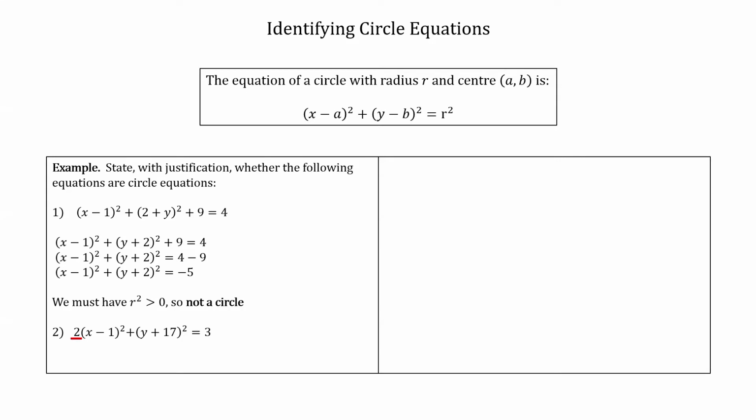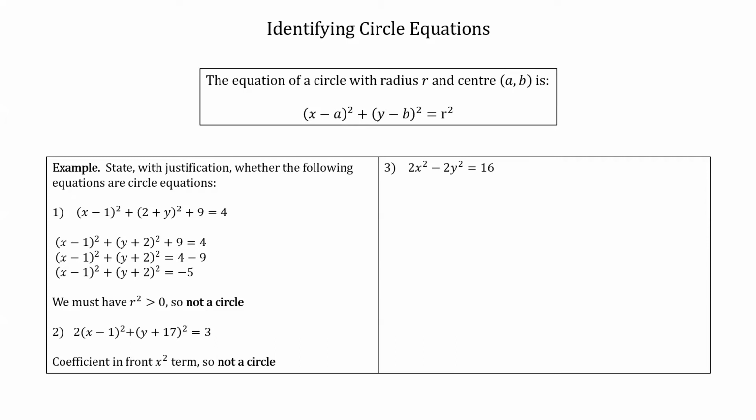That's no good. We can't get rid of it. If we try and divide by 2, we change the other bracket. So this is a problem: the coefficient in front of the x squared term, so it's not a circle. So again, we compare this to the general form and we say it looks a bit different, and we can't rearrange it in any way, so it's no good.